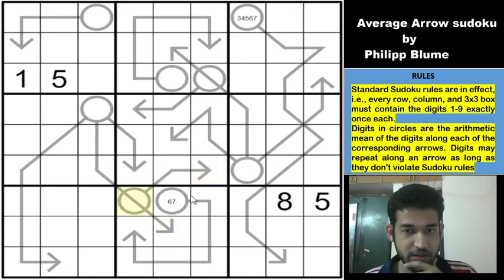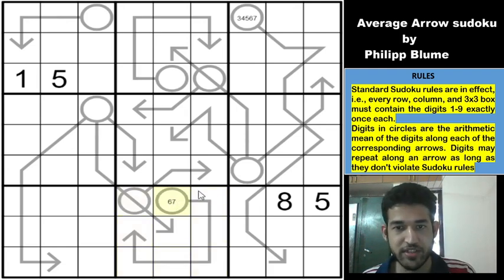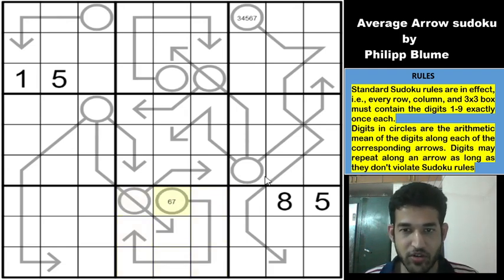Can you have 7 here? If you have 7, then all these digits will sum up to 42. Okay, this is ruled out, guys. This is instantly ruled out, because if you have 7, all these digits will sum up to 42, and 42 plus 7 is 49, which is taking the sum more than 45. We could have ruled out at the start itself. So this is 6, which means this becomes 2 and this becomes 1.